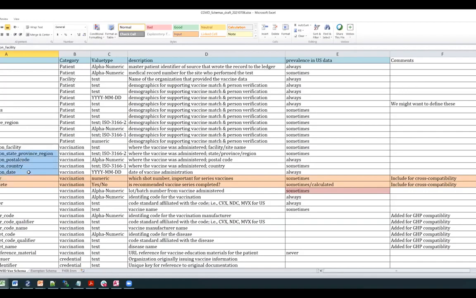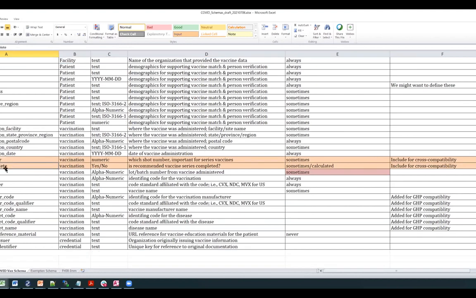Moving on, we have administration location information. So the facility, again, state, province, region, and the administration date. We have, and this is sort of the first point to discuss, dose number and series complete, which is usually like a yes/no status, and whether or not those should be included. We'll come back to that in a minute after we go through this.